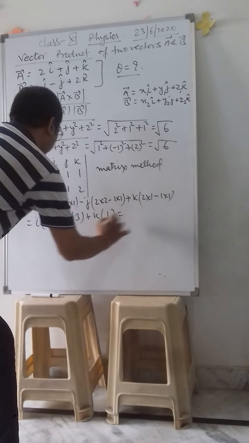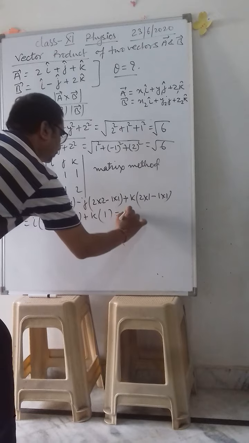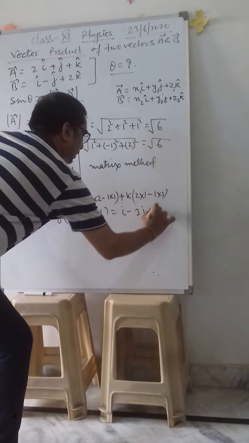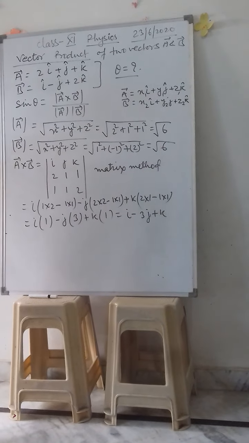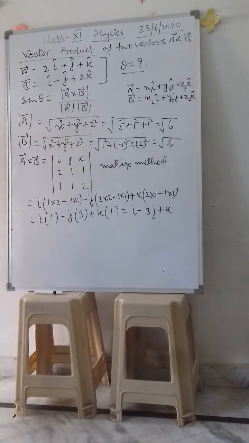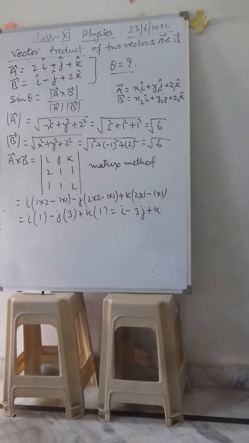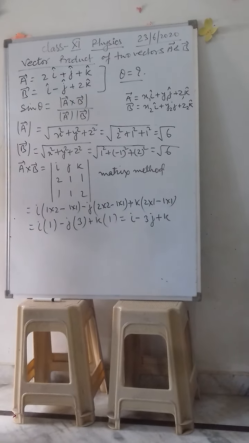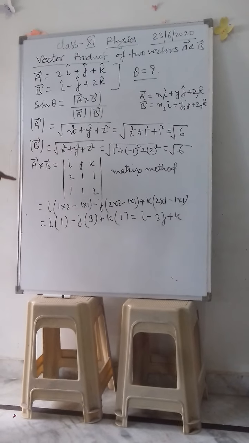It means I minus 3j plus k. Its value is I minus 3j plus k.